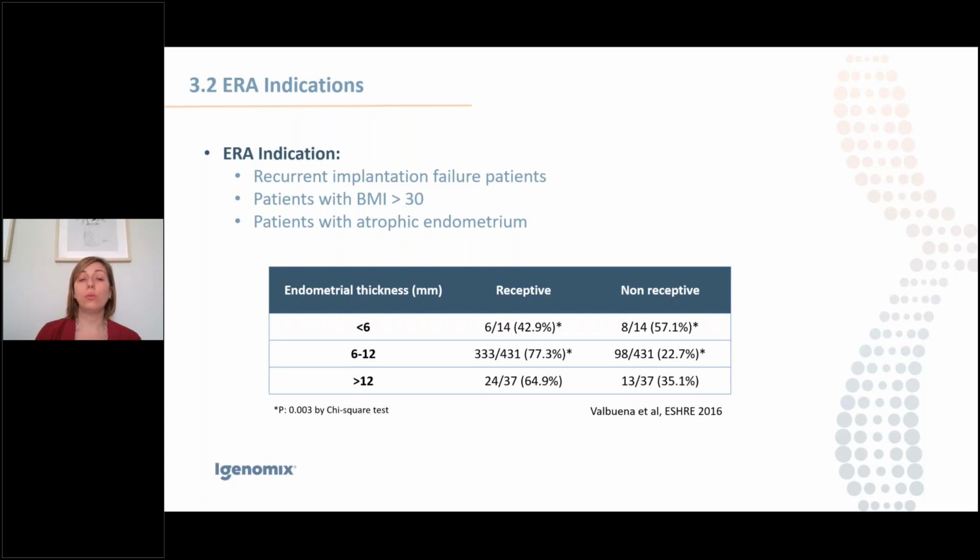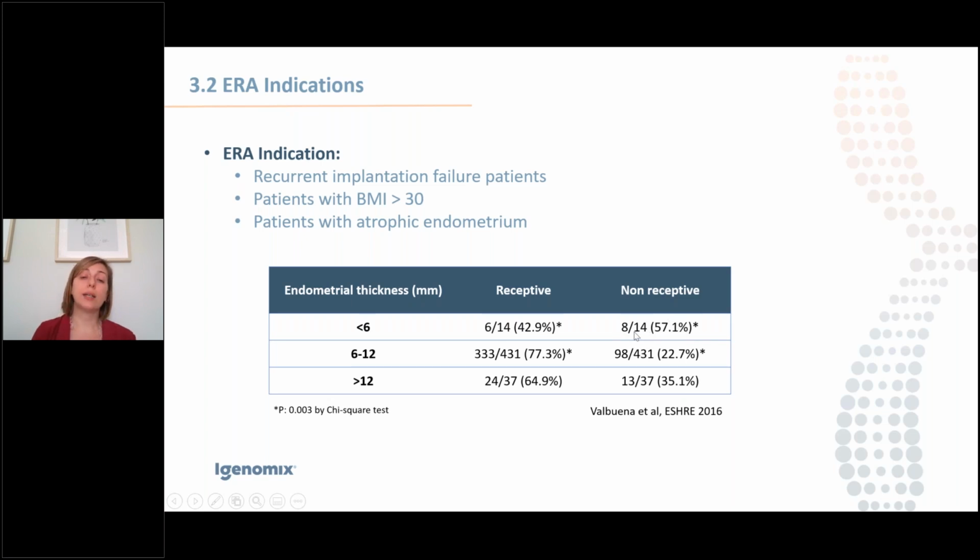Also, it is indicated to do the ERA test on patients with atrophic endometrium. These are the data from another study from 2016 in which we analyzed the ERA result in patients with different endometrial thickness. In the first line, you have patients with atrophic endometrium with less than 6 millimeters of thickness, then patients with normal endometrial thickness between 6 and 12 millimeters, and patients with hypertrophic endometrium with more than 12 millimeters of thickness. And as you can see here, there is a higher proportion of patients with displaced window of implantation in atrophic or hypertrophic endometrium, being statistically significant in the comparison between atrophic and normal endometrium.